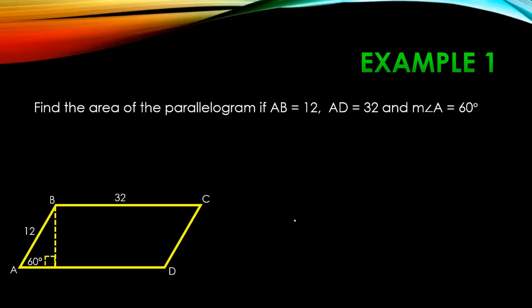We need to find the area of a parallelogram if AB equals 12 and AD equals 32. And if AD equals 32, BC is 32, so I put it up here just for the sake of it. And then the measure of angle A equals 60. Well, how are we supposed to find the height from that? Well, remember, if we drop that down, it's an altitude, which means this is a right triangle. And if this is 60 degrees, this is what kind of triangle?